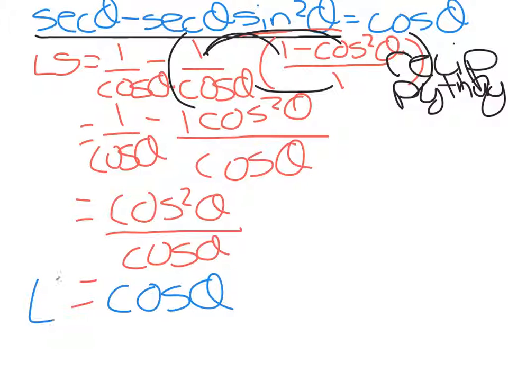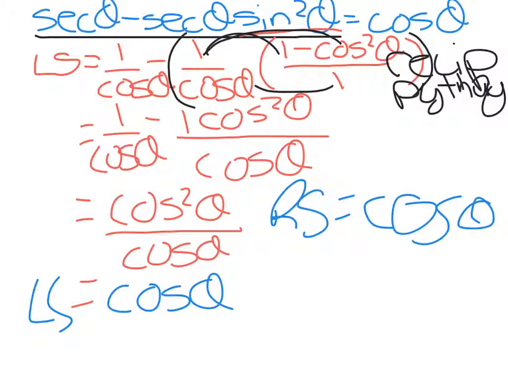And that is our left side. And our right side was cos theta all along. So therefore, our left side is equal to our right side.